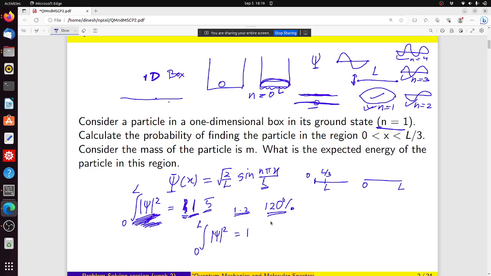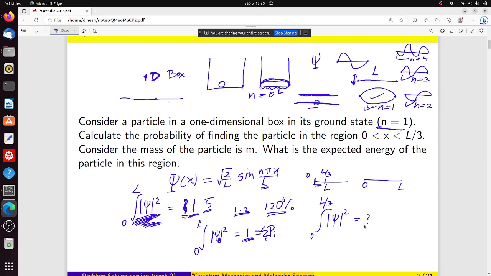Okay, now this you can say is the total probability. If it is summation over i, or integration, which is ultimately a summation, the summation of probabilities should be 1. Now we are asked what is the probability that the particle is residing between 0 to L by 3. So what we have to do is integrate this wave function between 0 to L by 3.